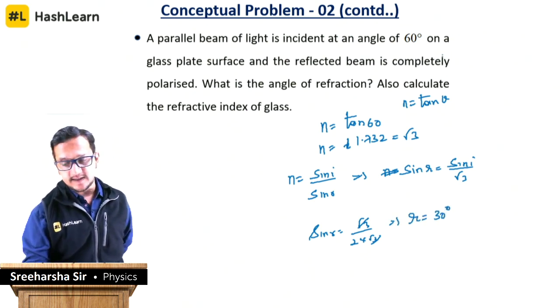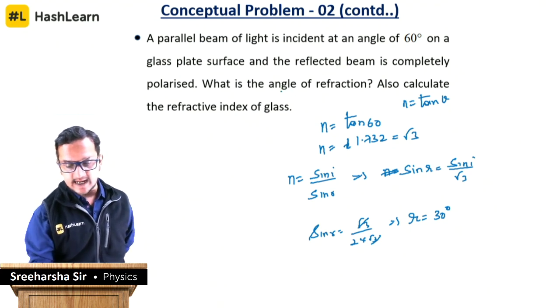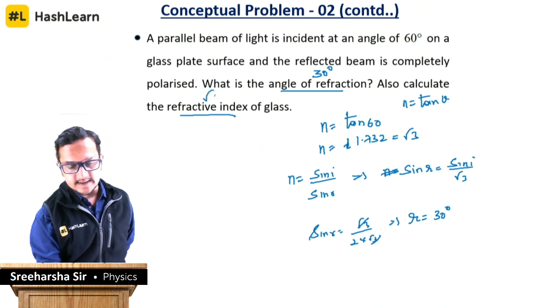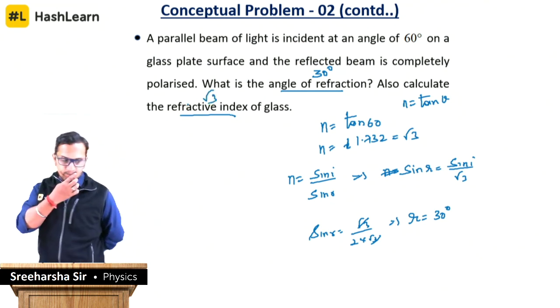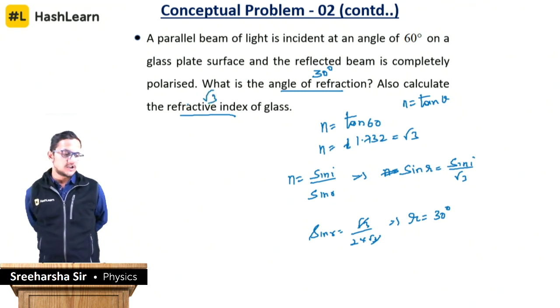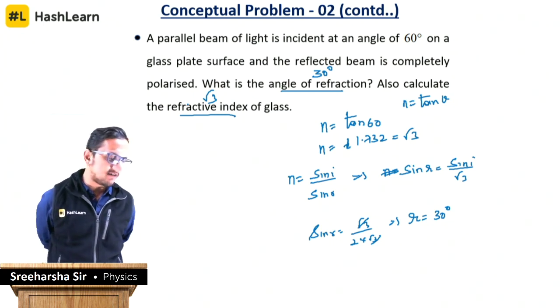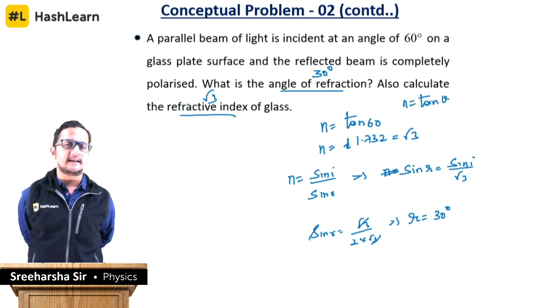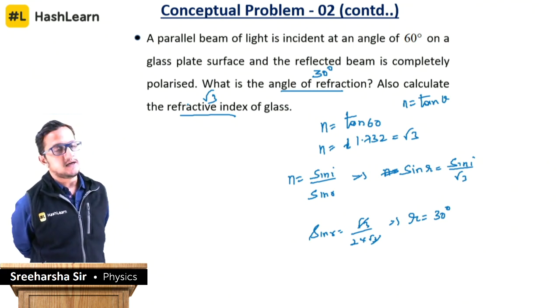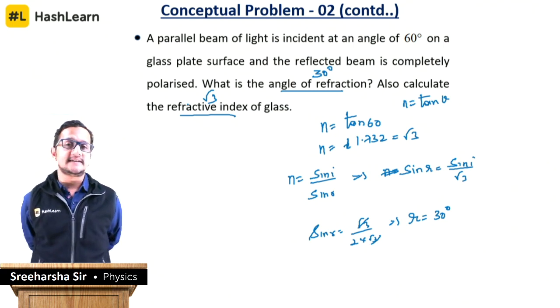So the angle of refraction is 30 degrees and the refractive index of glass is root 3. Good job, Peru. So you have given the answer. I think you have taken a little more time, greater than 1 minute, but very good try. Very happy. So this is the second problem.